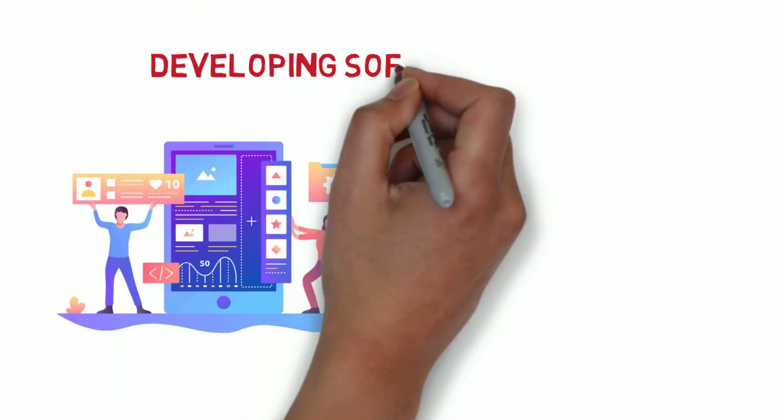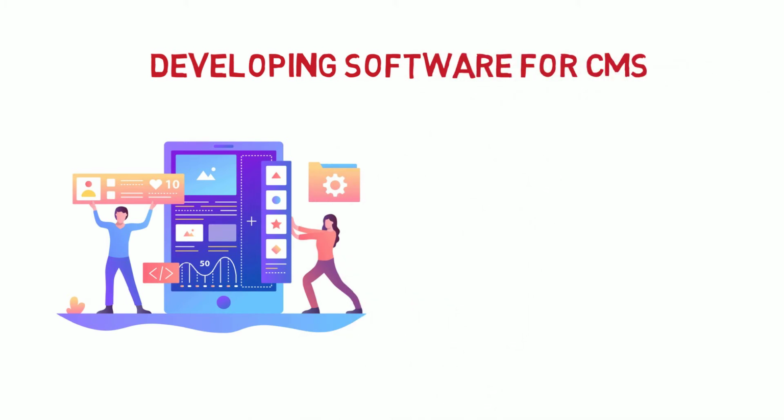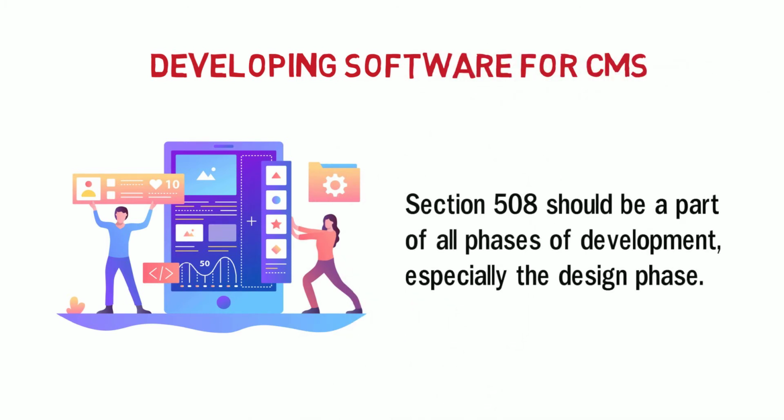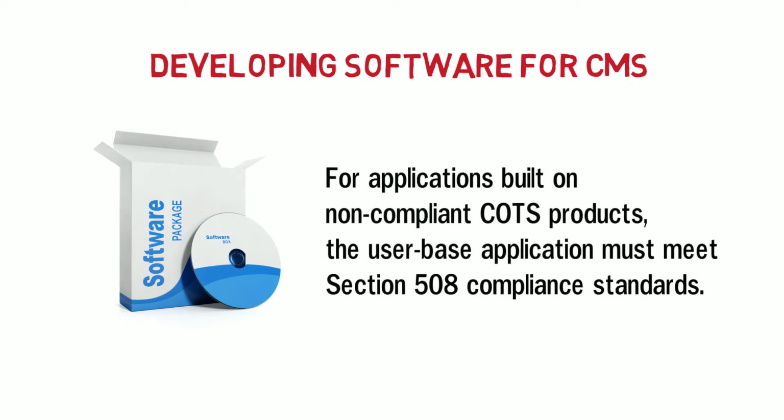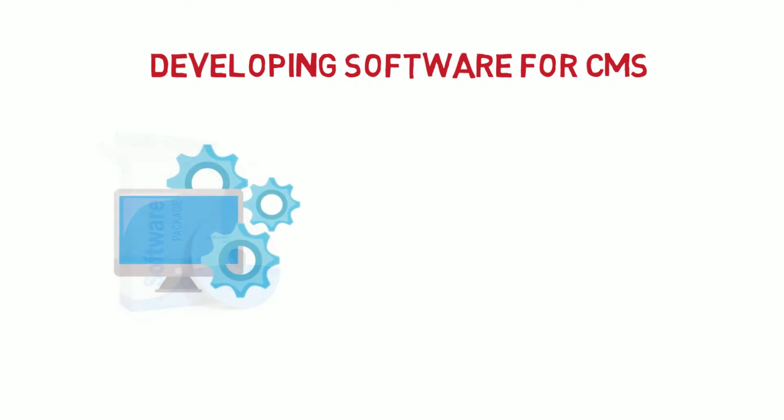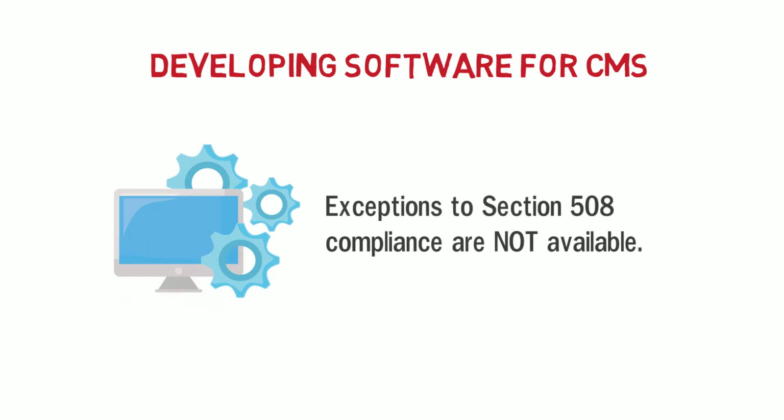If the software is being developed specifically for use at CMS, here is what you need to know. Section 508 should be a part of all phases of development, but especially the design phase. For applications developed and built on non-compliant commercial off-the-shelf products, the user-based application must meet Section 508 compliance standards, even if the underlying tool or platform used to create it is not compliant. And since the application is being developed specifically for CMS, exceptions to Section 508 compliance are not available.